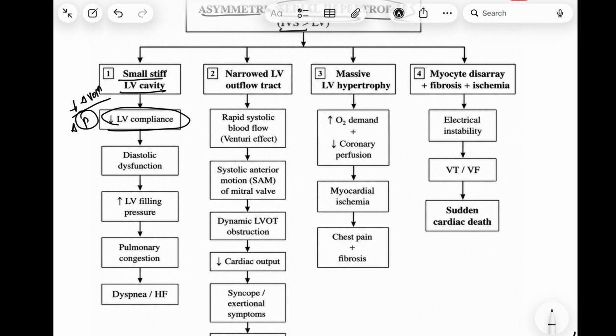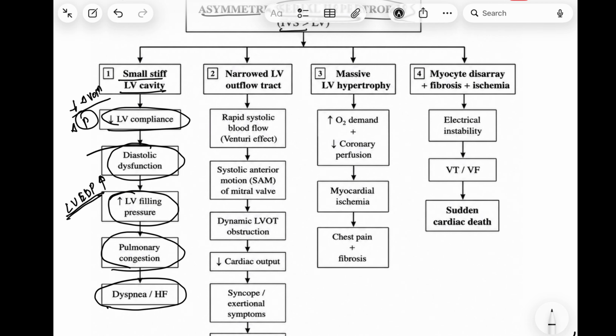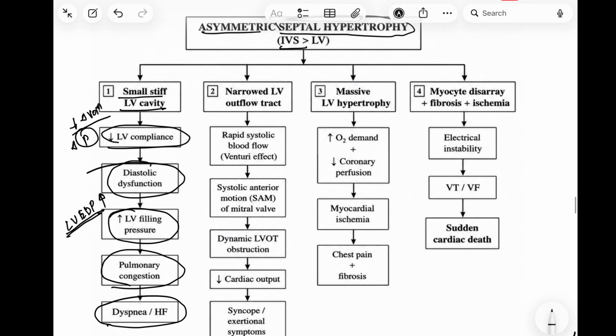Due to this, there is a diastolic dysfunction. The left ventricle is not able to dilate as normally as it should be, right? So there will be increased LV filling pressure, the LV filling pressure like left ventricular end diastolic pressure. So this pressure will go up, right? This will result into the pulmonary congestion and we will get dyspnea and heart failure, right? So this is our diastolic dysfunction.